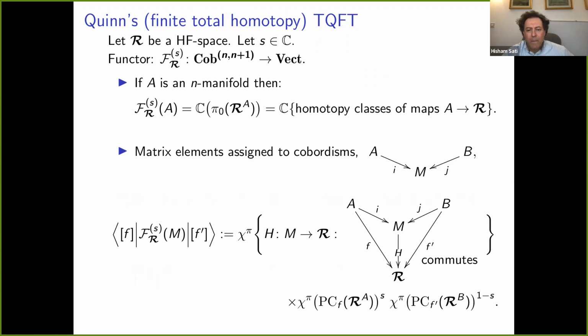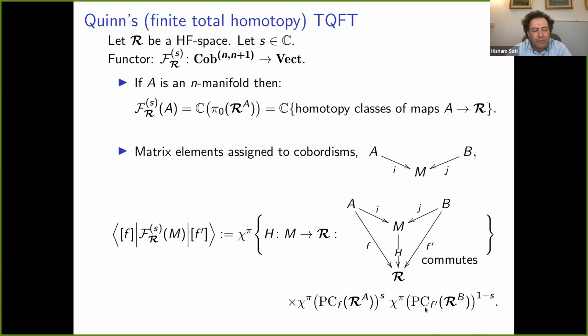Quinn's original construction was for S equals 0 or S equals 1. I don't quite remember. Dijkgraaf-Witten, I think, is S equals a half, and Yetter definitely S equals 1/2. It's essentially a one-parameter family of normalizations that make things work. I see. Okay, thank you.